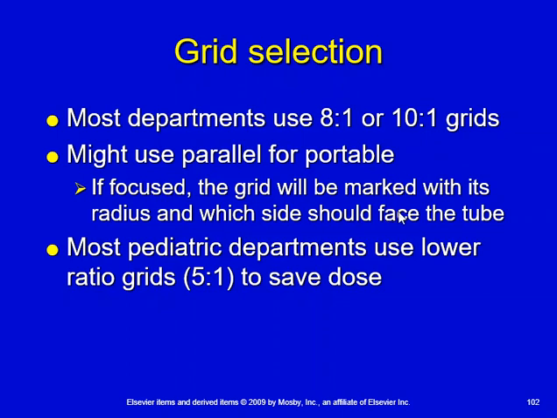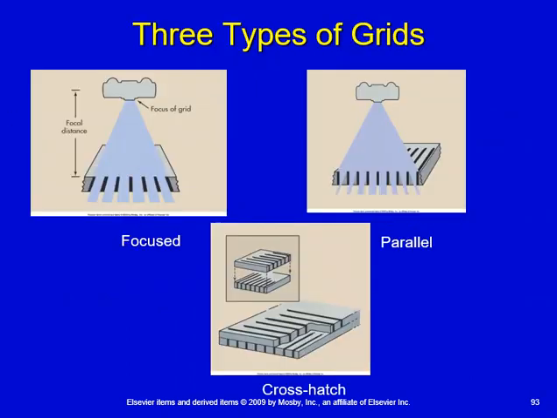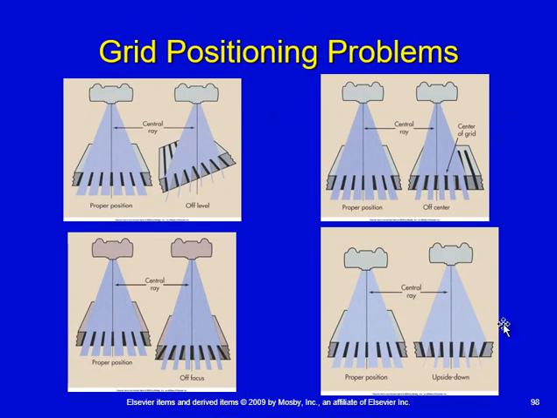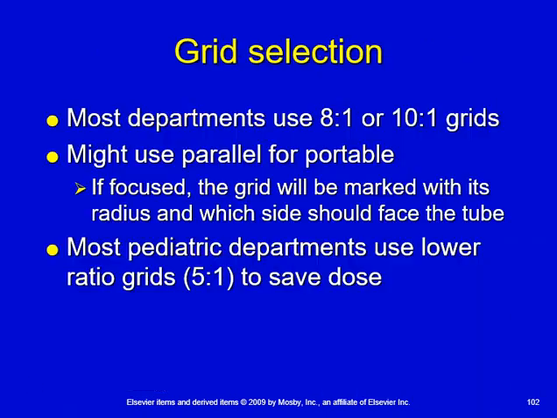On those also, you should see a tab that says which side should face the tube. So if you mistakenly flip the grid around, what you're going to see is significant grid cutoff in the periphery, for the reasons that we talked about before. An inverted grid on a focused grid is going to give you significant grid cutoff just outside of the center of the grid.